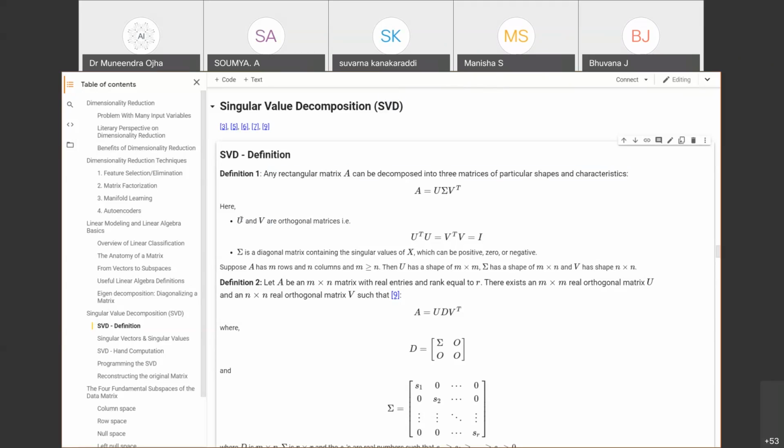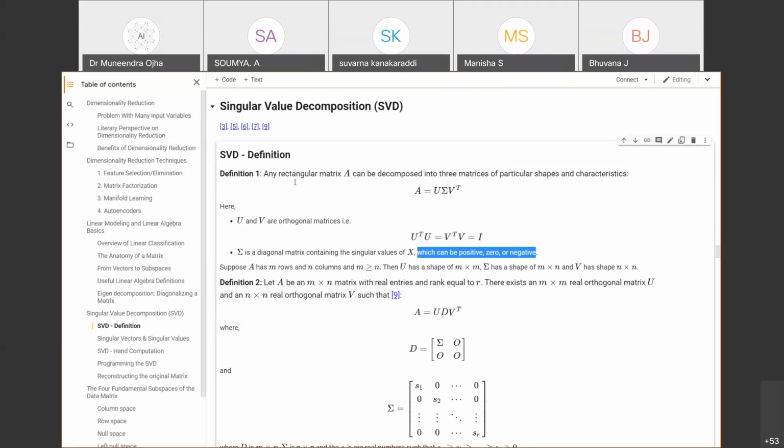So U and V are orthogonal matrices such that U transpose U is equal to V transpose V, and that is equal to the identity matrix. Sigma is a diagonal matrix containing singular values of X, which can be positive, negative or 0. So this is the property.